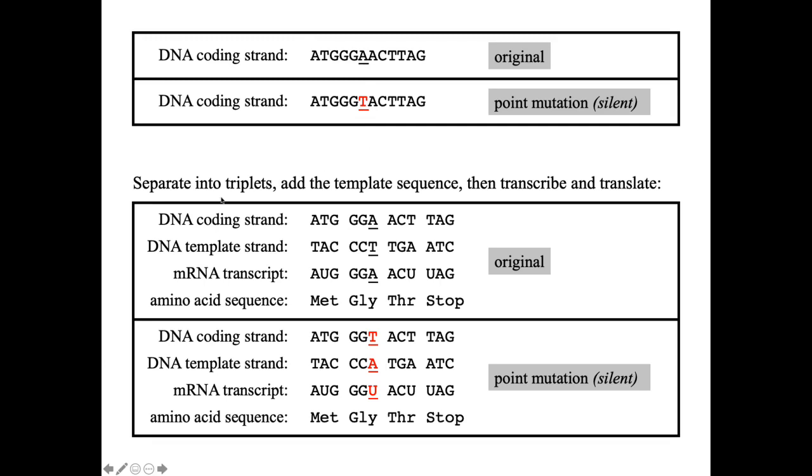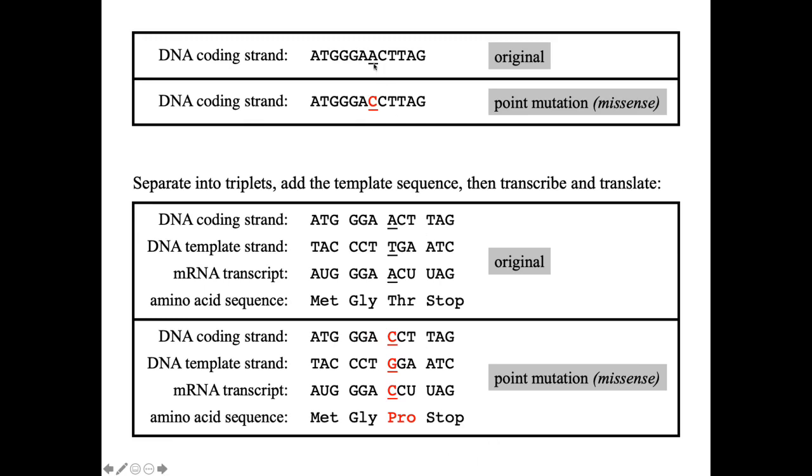After we separate the sequences into triplets, add the DNA template sequence, and then transcribe and translate our gene, you can see that our codon in the original sequence, GGA, specifies the amino acid glycine. The mutated sequence down here has a codon that is GGU, and that codon also specifies the amino acid glycine. And so although there was a mutation here, that mutation did not change the amino acid, and we call that a silent mutation.